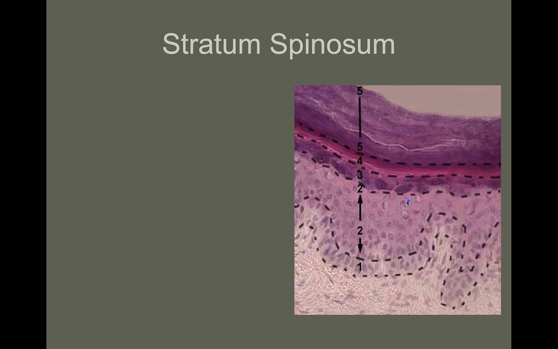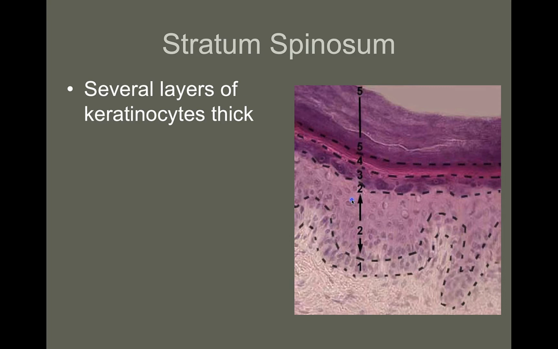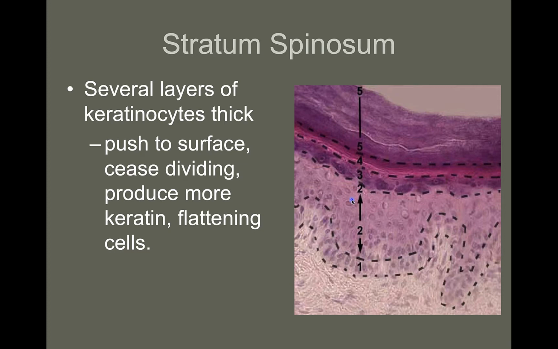So now moving up to our next layer, our more superficial layer, is our stratum spinosum. And this is several layers of keratinocytes thick. Basically, they continue to push forward because of the cells from the basale that are pushing upward, but they do stop dividing and they produce more keratin. That keratin actually starts to flatten out those cells. So if you remember, the basale was more of a cuboidal to columnar cell. Now what's happening is we're seeing that transition into our squamous cell shape.